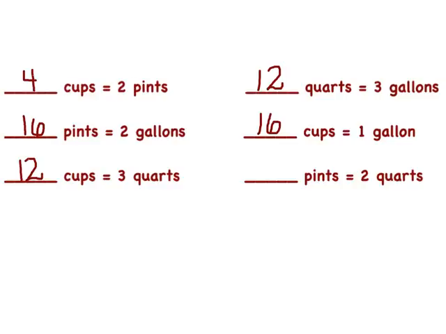And my last question asks me how many pints are in 2 quarts. Well, again, the quarts represented the arms and legs, so I'm thinking about 2 of them. And I know that each quart had 2 pints. So 2 quarts would be 2 times 2, which is 4. So I have 4 pints equal to 2 quarts.